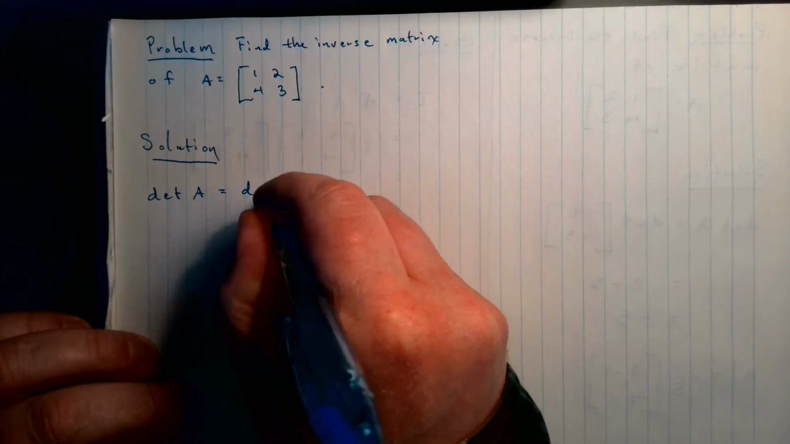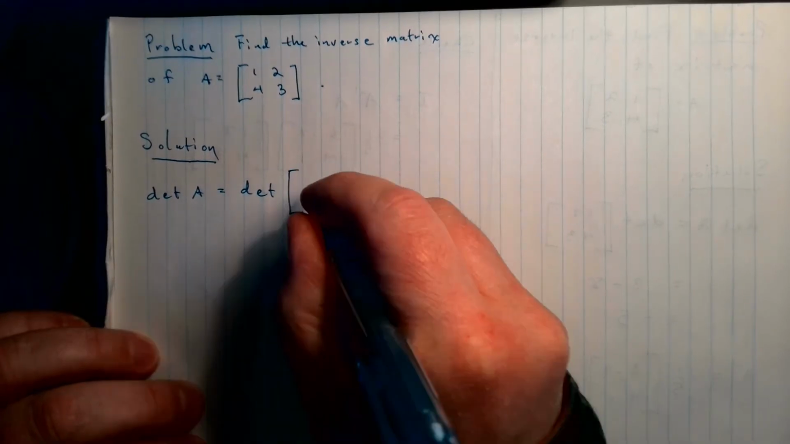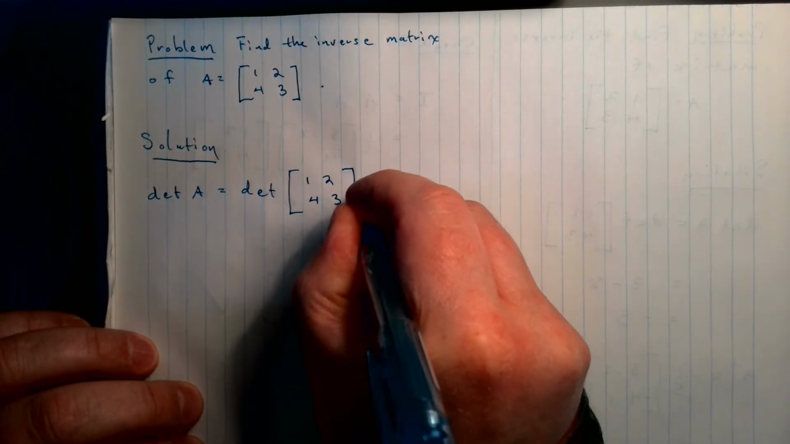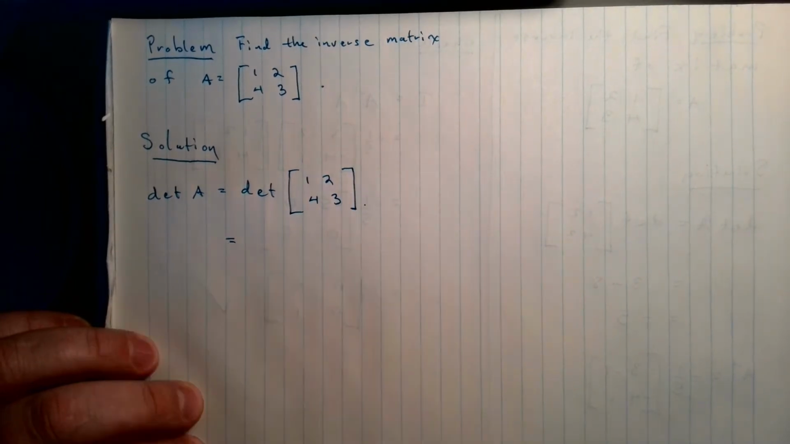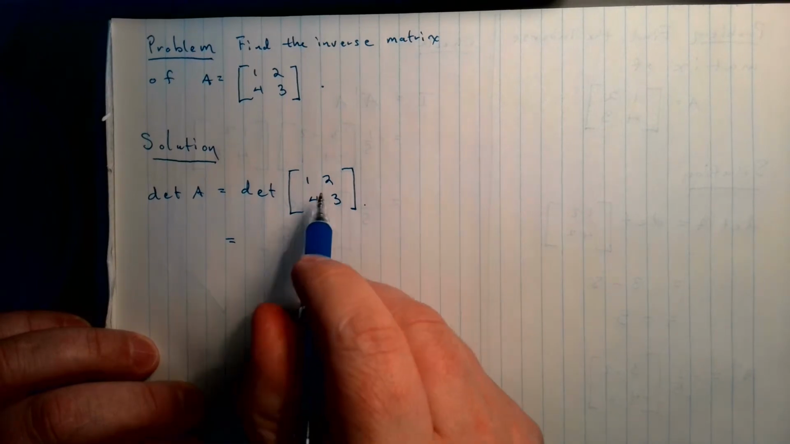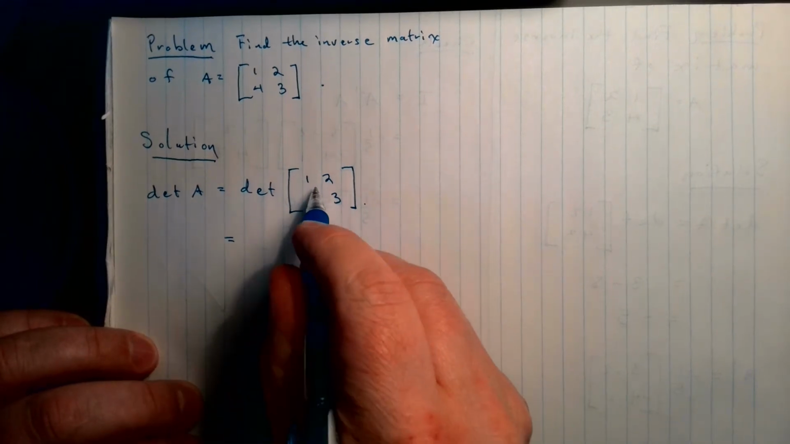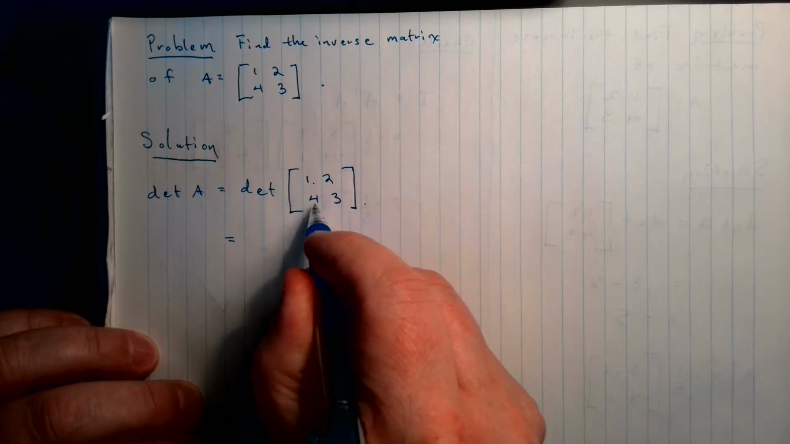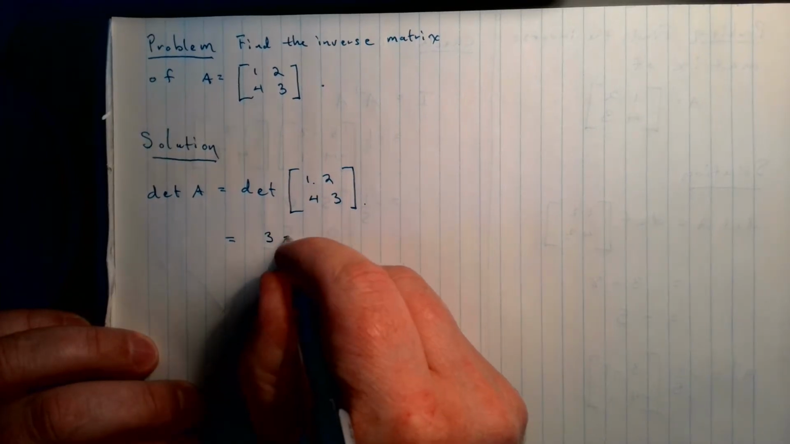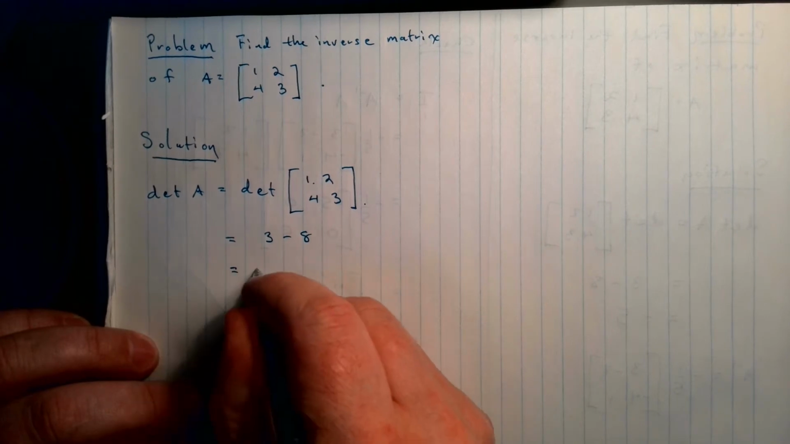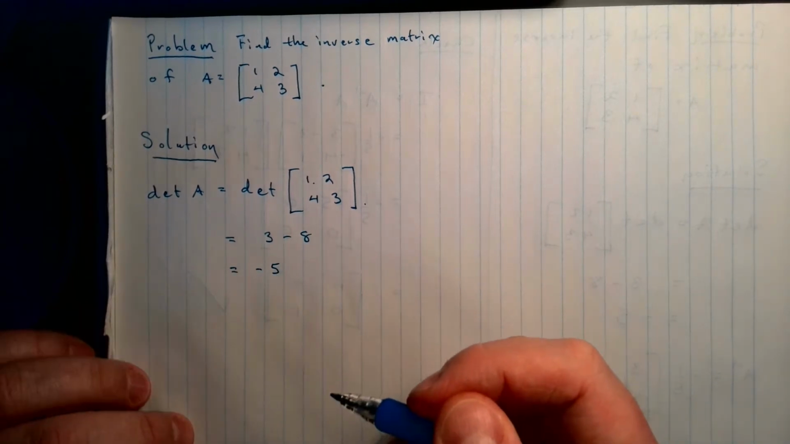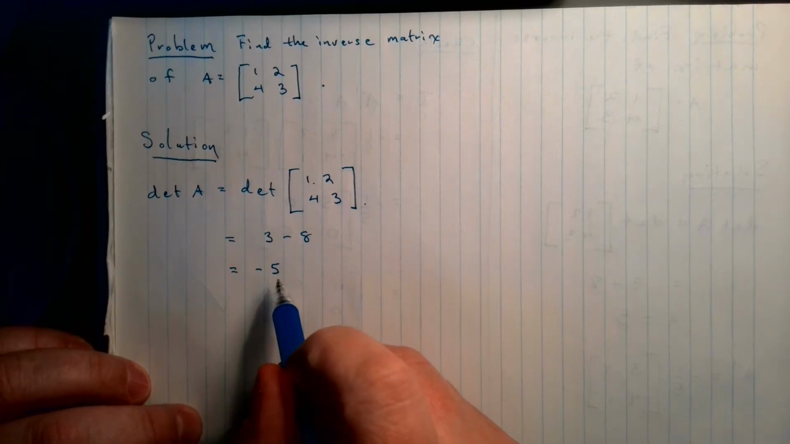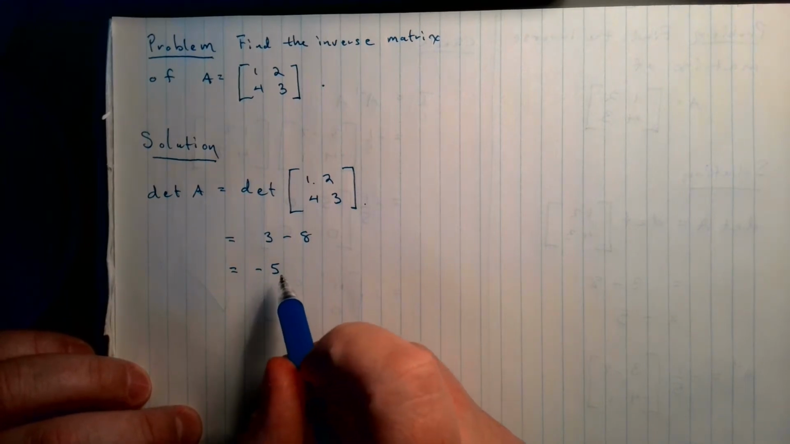So determinant of A is the determinant of 1, 2, 4, 3. So that is the product of the main diagonal, subtract the product of the off diagonal, so 3 minus 8, or negative 5. Now, since the determinant is non-zero, we can find the inverse of this matrix.